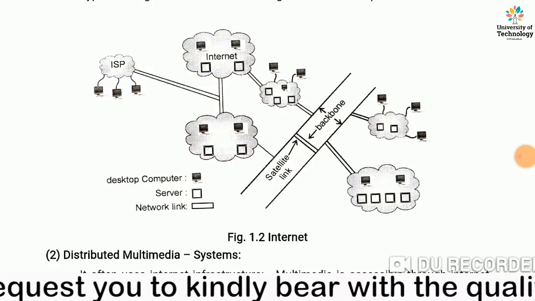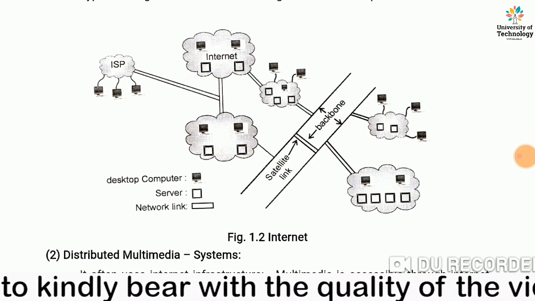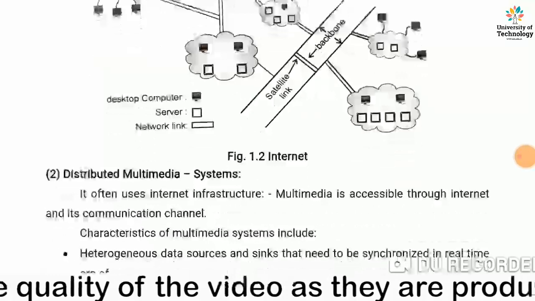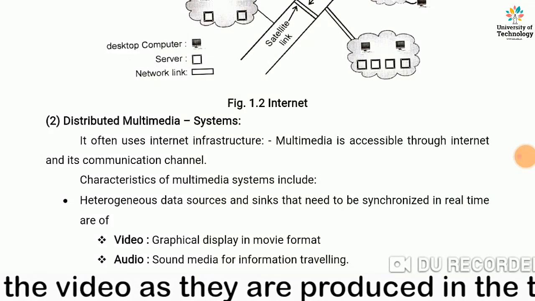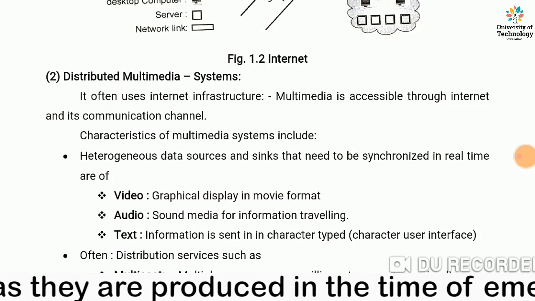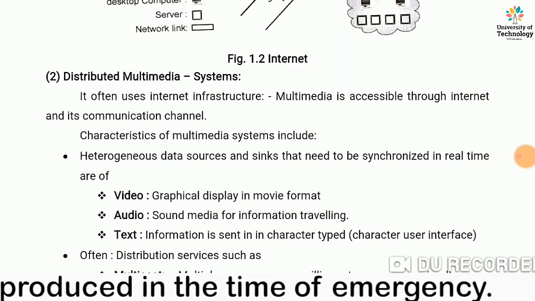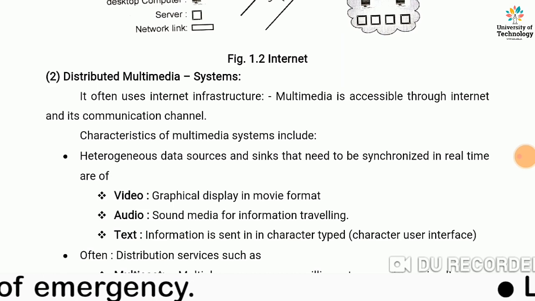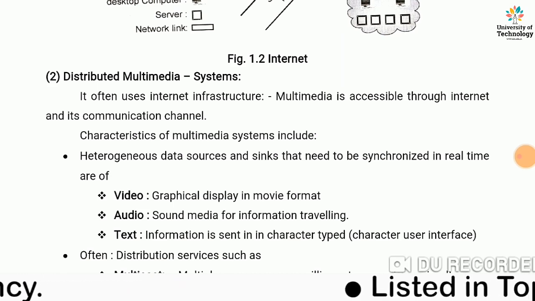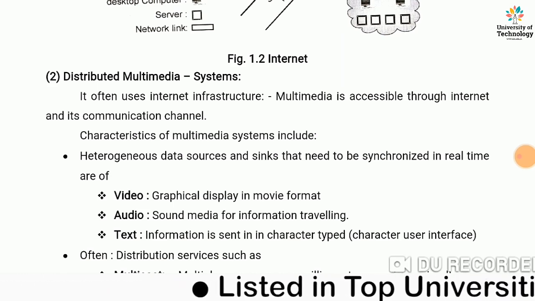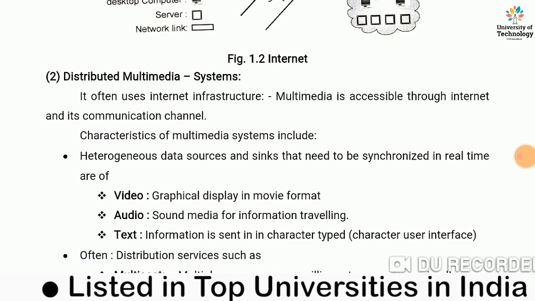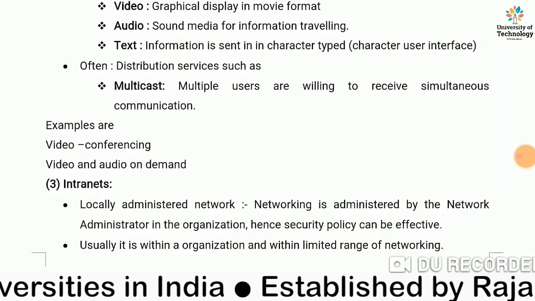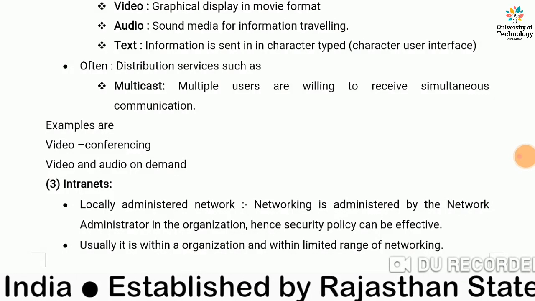Okay, so you can pay attention to this diagram. This diagram is showing the internet. Second, distributed multimedia. It often uses internet infrastructure. Multimedia is accessible through the internet and its communication channel. Characteristics of multimedia systems include heterogeneous data sources that need to be synchronized in real time: first, video; second, audio; third, text; and fourth, multicast.